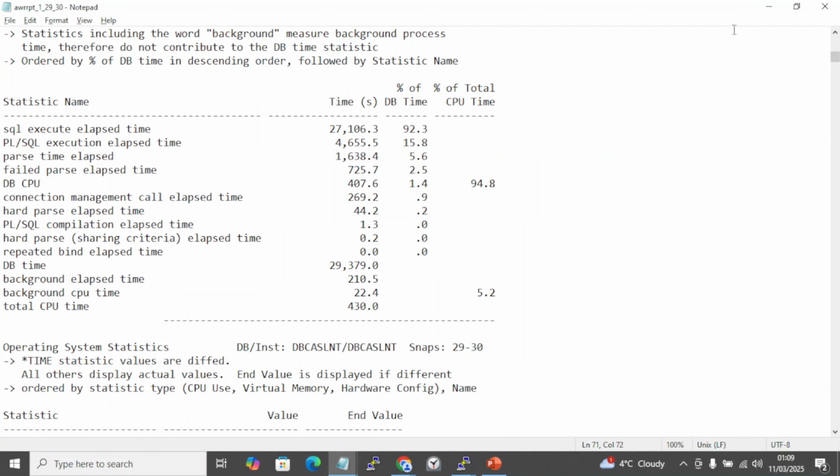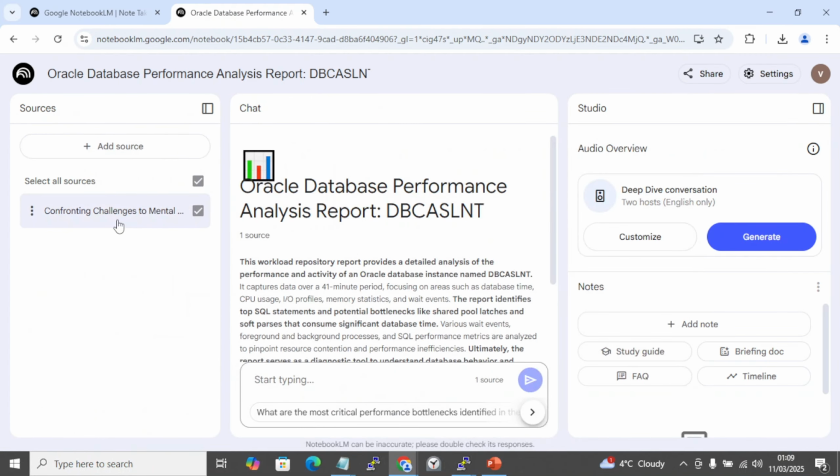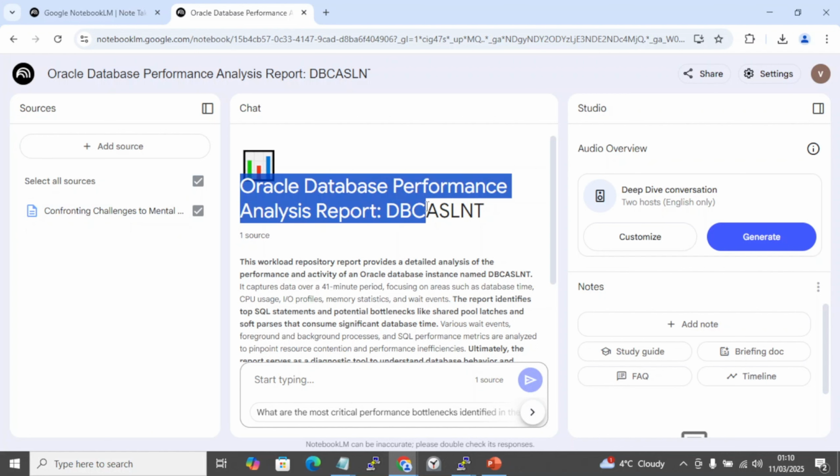This AWR report here, and you can see "confronting challenges to mental health." I don't know what it is. "Mental health in Black community." I'm not sure. I didn't upload anything like that. But it picked up the report here properly. Select all sources. I don't know what it is coming up with.